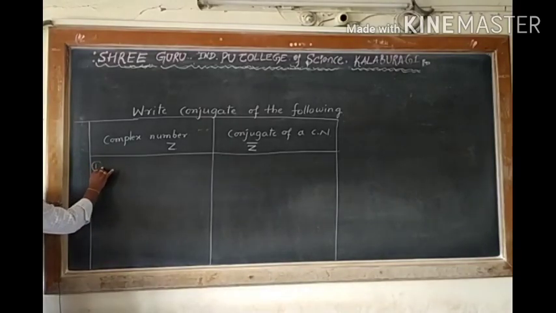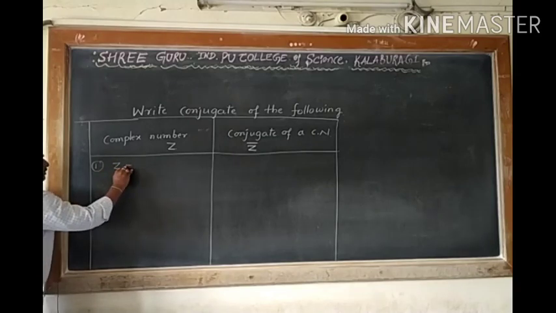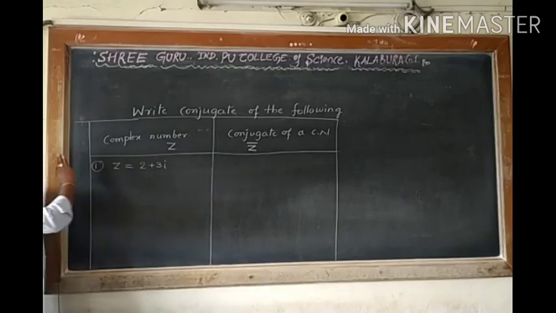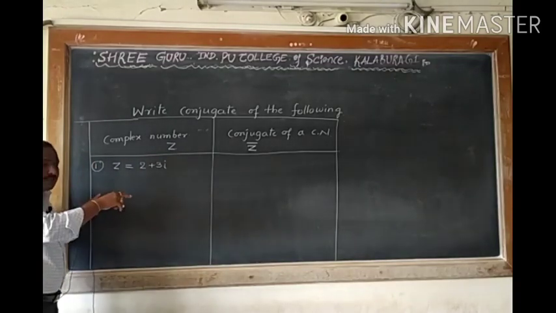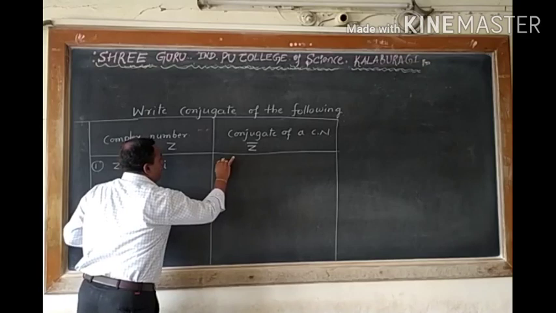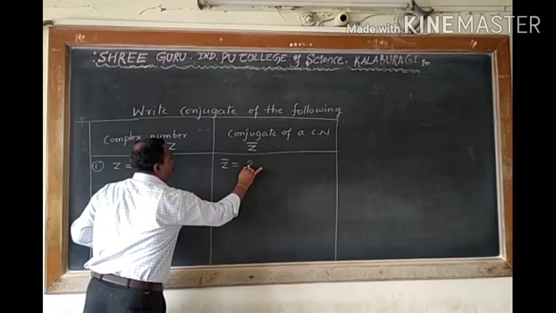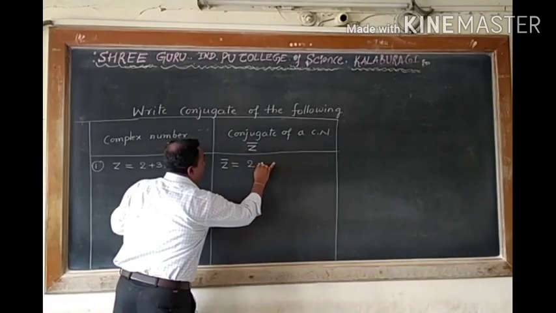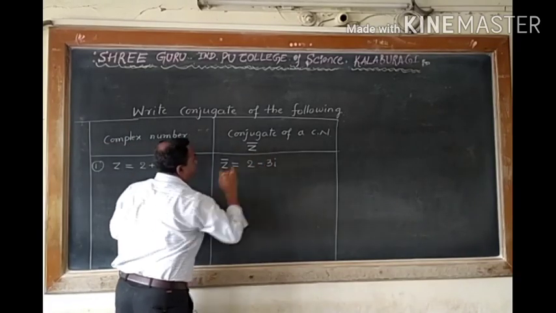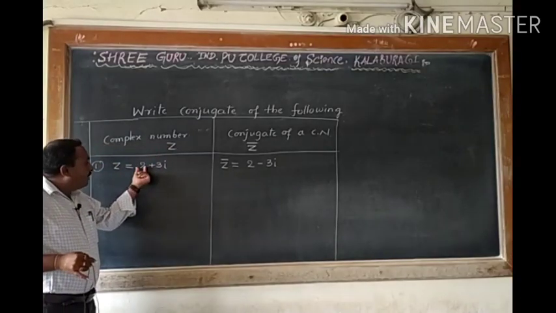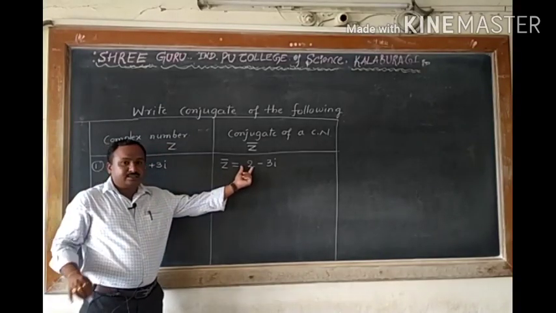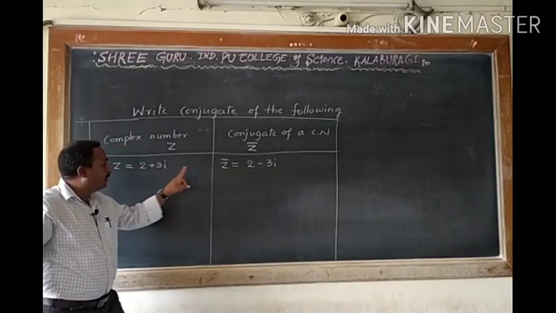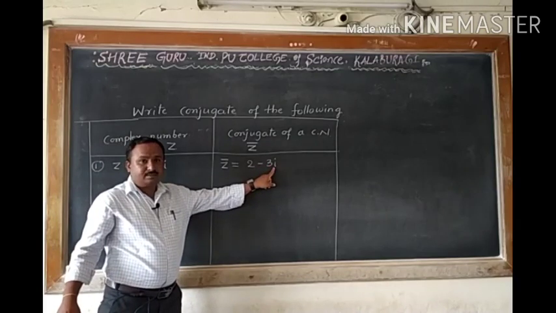Example number 1, Z is equal to suppose 2 plus 3i. This is a complex number. Write its conjugate. Z bar of this, here 2 plus 3i becomes 2 minus 3i. Here real part as it is, change imaginary part of the sign, plus 3i becomes minus 3i.